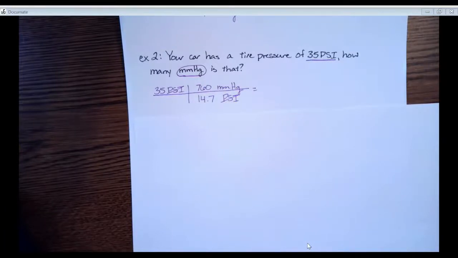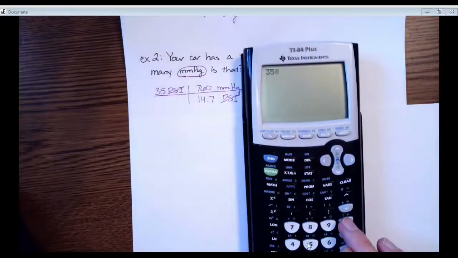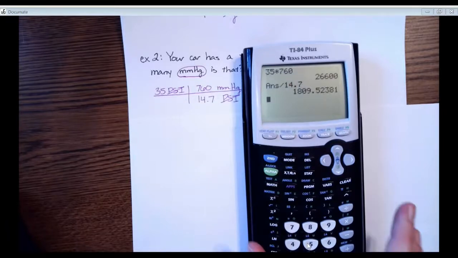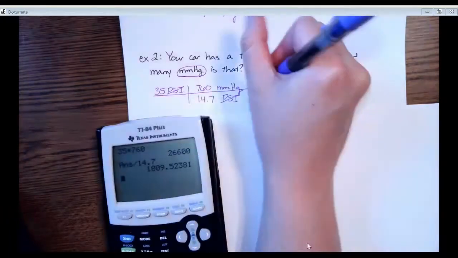Numbers on top, I multiply. So I'm going to take 35 and I'm going to multiply it by 760. And then we divide by the stuff that's on the bottom. So in this case, it's 14.7. So that gives me an answer of 1,809.52, and a whole bunch of numbers.